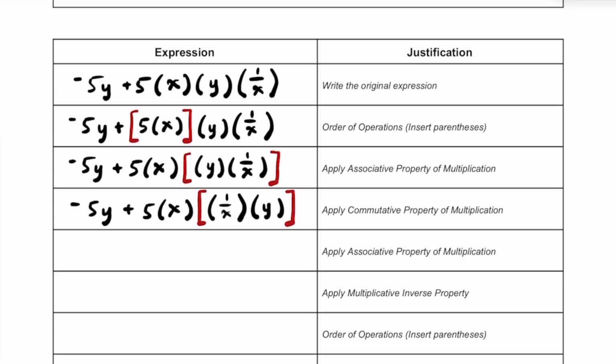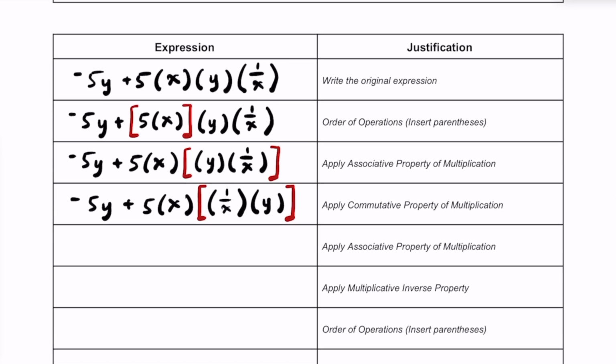Next, we're going to apply the associative property. So where do you think we're going to move the bracket? So we have this negative 5y plus, and then let's go ahead and move the brackets. It's going to be 5 multiplied by, and in the brackets here, we're going to have x multiplied by 1 over x. And then let's go ahead and multiply this by y afterwards.